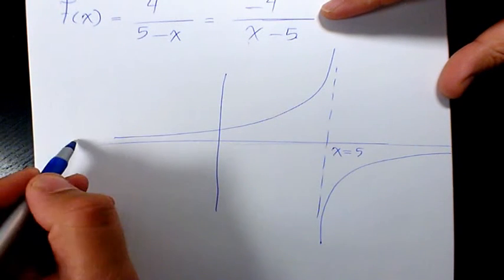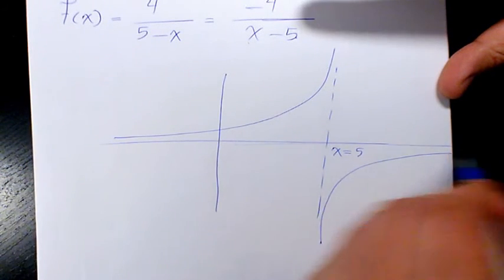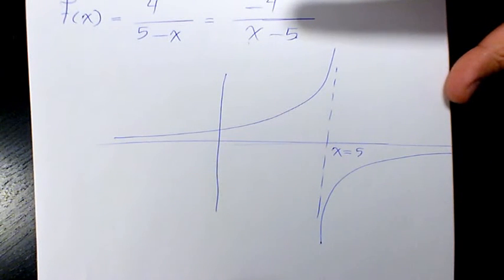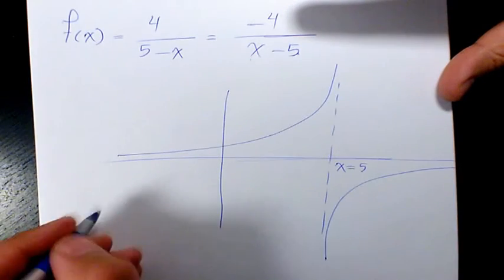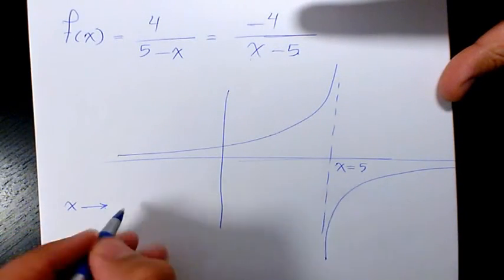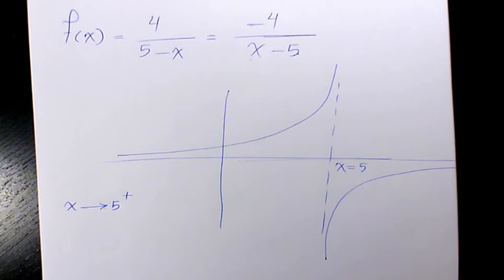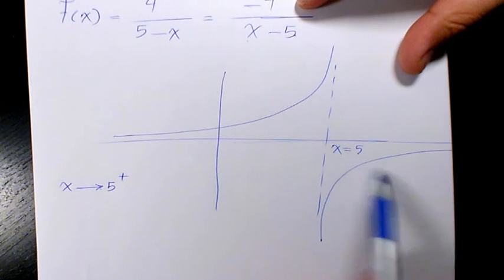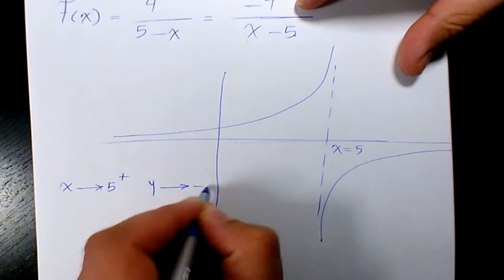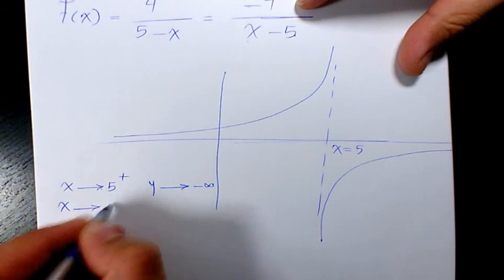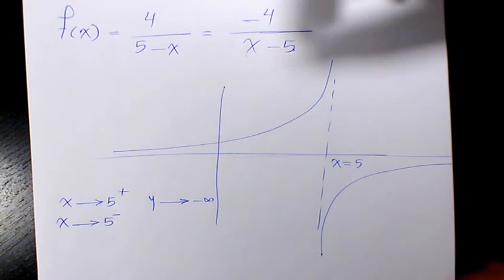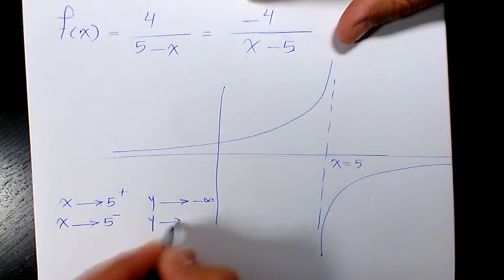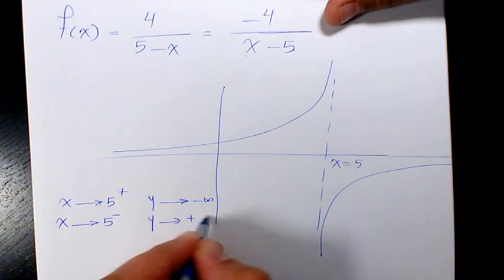When x approaches negative infinity, y approaches 0. When x approaches positive infinity, y approaches 0. And from this, we can say when x approaches 5 plus, which means numbers slightly greater than 5, y approaches negative infinity. For x values approaching 5 minus, which means numbers a little bit smaller than 5, y approaches positive infinity.